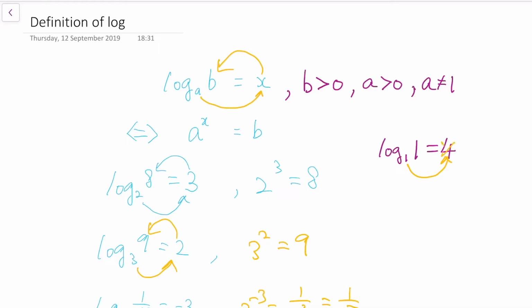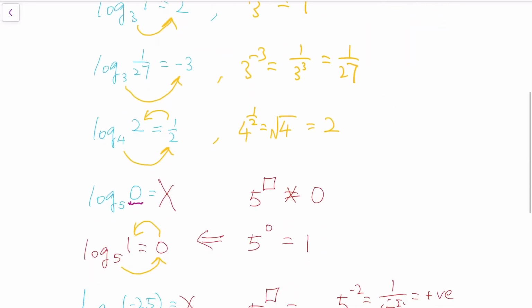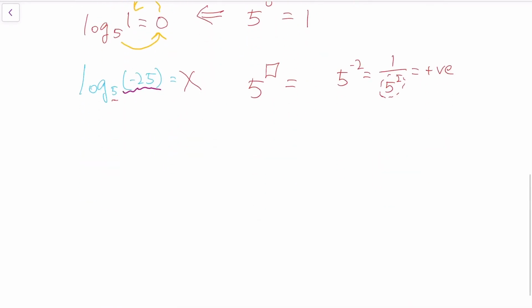And even if this is not 4, but anything else, you will still get 1. So if the base is 1, it will be very boring. B is just always 1. Therefore, as a rule, we also do not want A to be 1. So this is the most important thing that you should know about the definition of log.